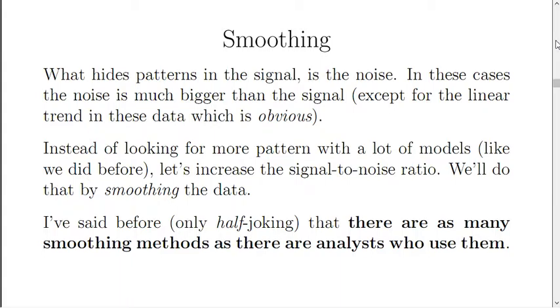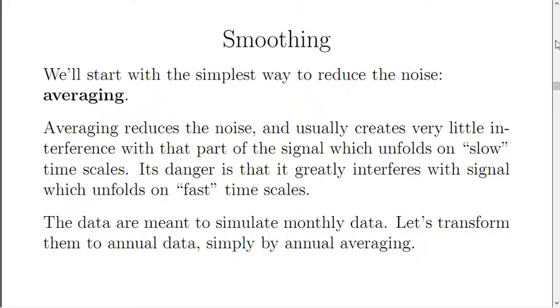In the cases we've looked at, the noise is quite big compared to the signal, except for that linear trend in the last data. So instead of looking for more pattern with lots of models, let's suppose we could increase the signal to noise ratio by reducing the noise without much interfering with the signal. Well, one way to do that is to go about smoothing the data. There are lots of ways to smooth data. I've said on occasion, and I was only half joking, that there are as many smoothing methods as there are analysts who use them. We're going to start with the simplest way to reduce the noise, just averaging.